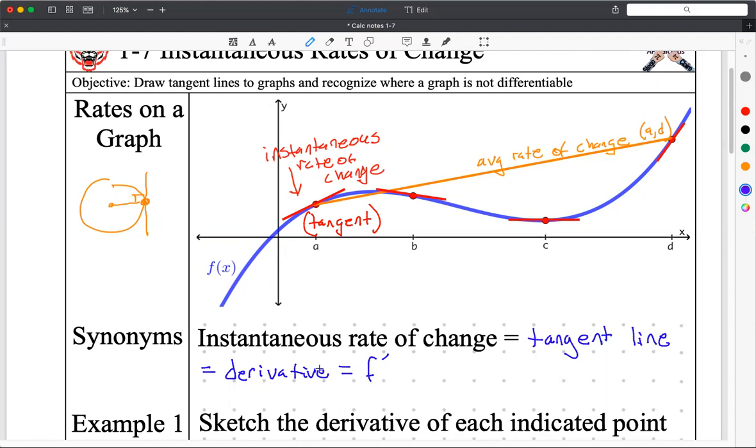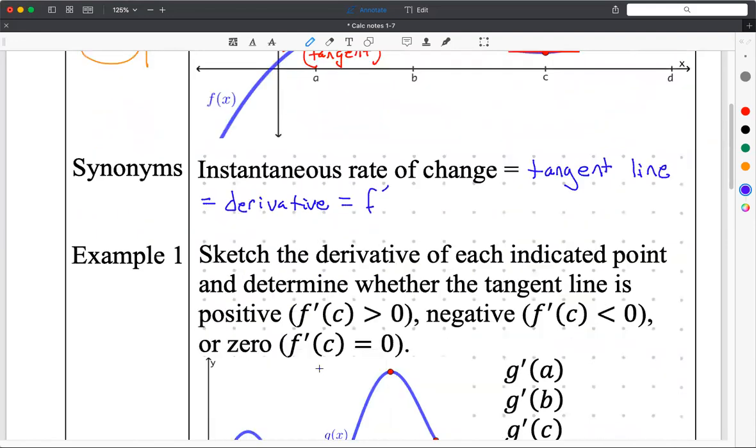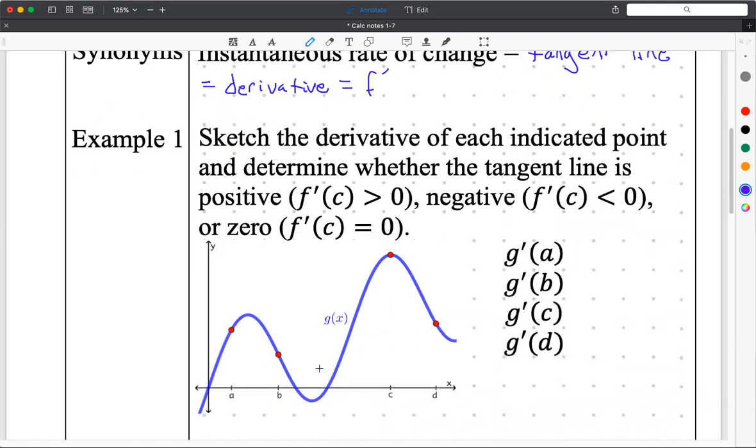Okay, so lots and lots of sketching today. Let's go down to example 1. You don't need to write down all of these instructions. The main thing is that you draw this function and then have these points roughly at the right spots. All we care about is: is the slope 0, is the slope positive, or is the slope negative? That's all I care about.